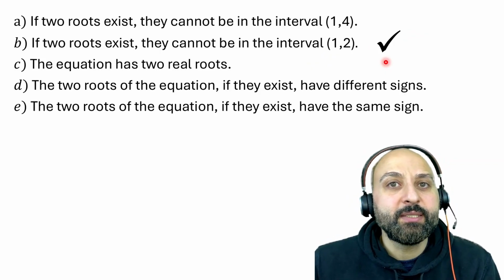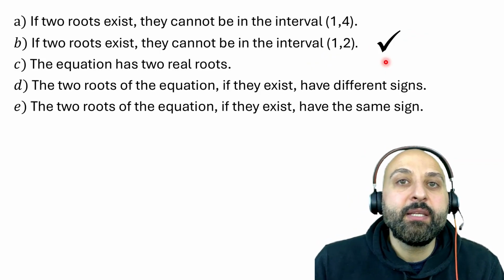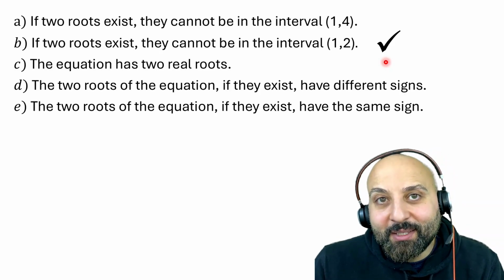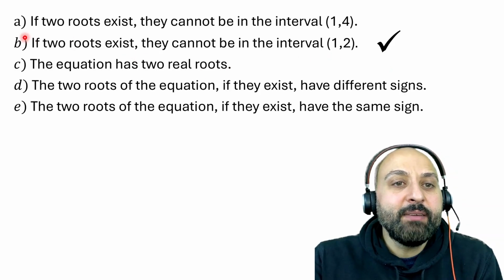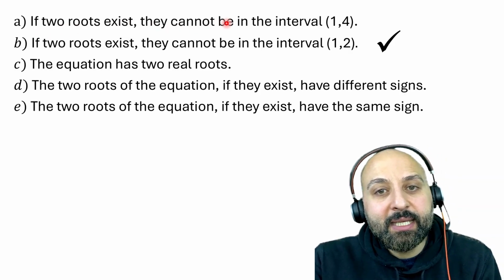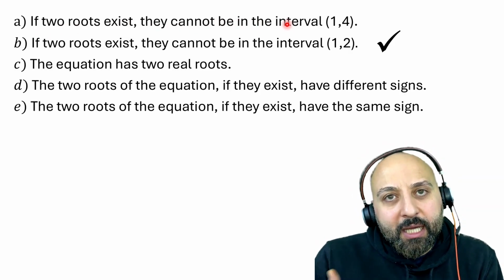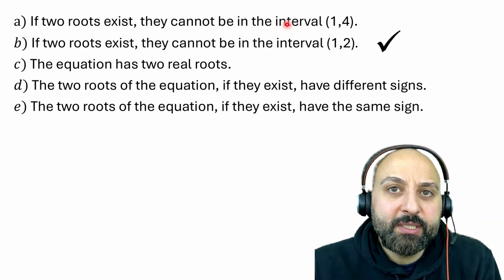In multiple choice exercises, we can sometimes eliminate the wrong options, and then based on that, find the correct answer. So let's see if we can eliminate all the other options. For example, it says if two roots exist, they cannot be in the interval between 1 and 4. In this case, we can try to create a polynomial that fulfills the properties given in the exercise.